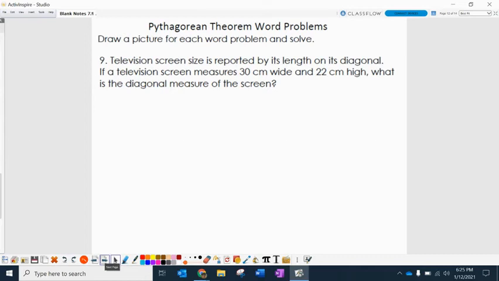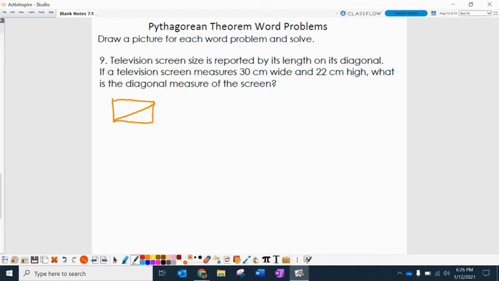Okay, so now for a few word problems. It says draw a picture for each word problem and solve. A television screen size is reported by its length on its diagonal. Did you know that? Like if you go in to buy an 85-inch TV, who even has a TV that big? Not me. But that's the length on the diagonal. So when they tell you the TV screen size, that's what they're telling you, the diagonal length.